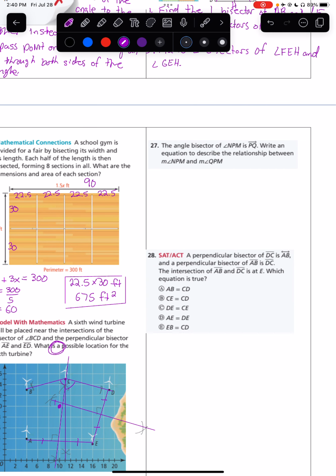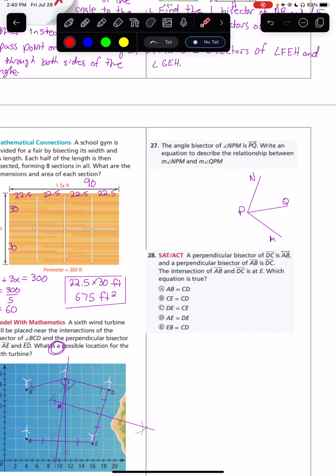27. The angle bisector of angle NPM is PQ. Let's draw that. So we're going to have an angle, and we have an angle bisector in there that cuts that in half. So we have angle NPQ, and it's got an angle bisector of PQ. So there's a Q over there. Write an equation that describes the relationship between the measure of angle NPM, that would be the measure of the entire angle, and the measure of angle QPM, that's this right here, right?